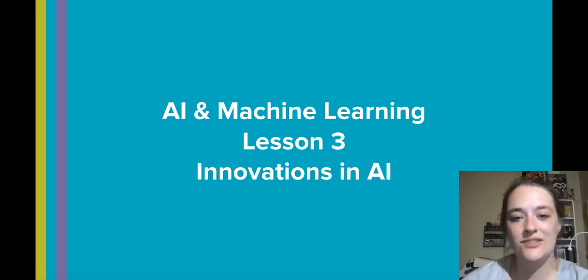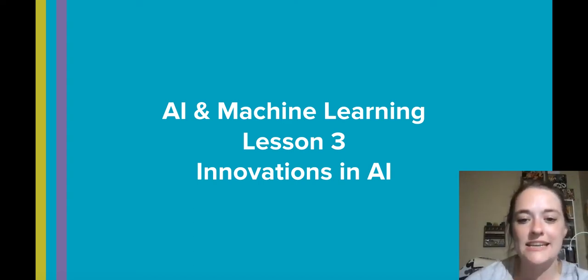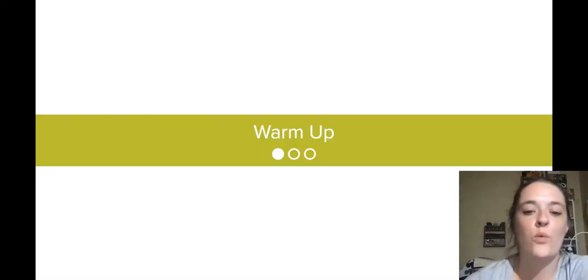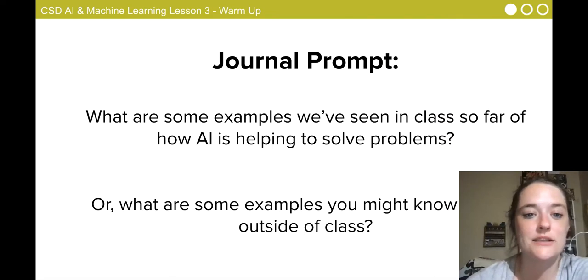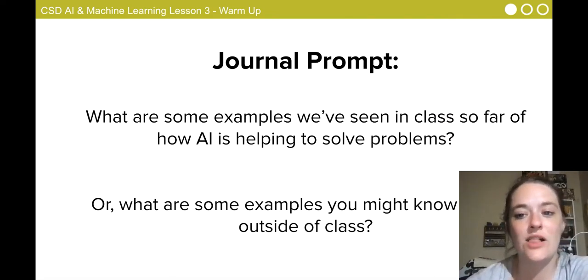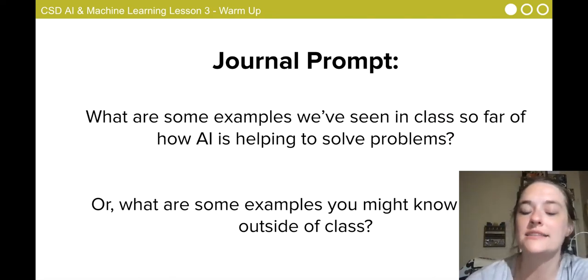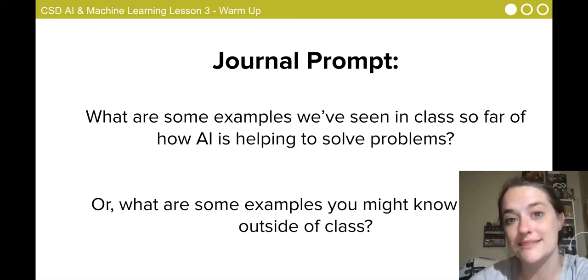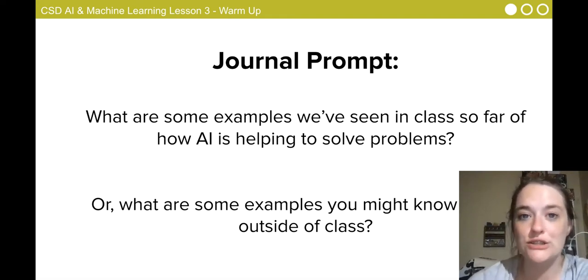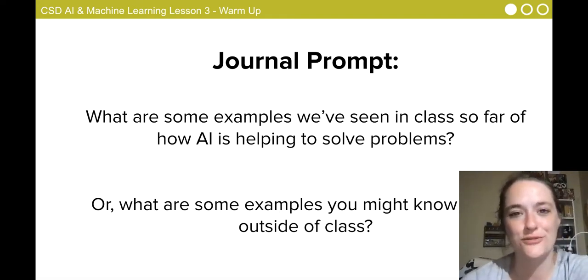This is Lesson 3 of the Unit 6 AI and Machine Learning unit, and our topic today is Innovations in AI. Your warm-up journal prompt is, what are some examples we've seen in class so far of how AI is helping to solve problems? Or, what are some examples you might know of from outside of class? Pause the video here so that you can answer this in your journal before we dig into it.